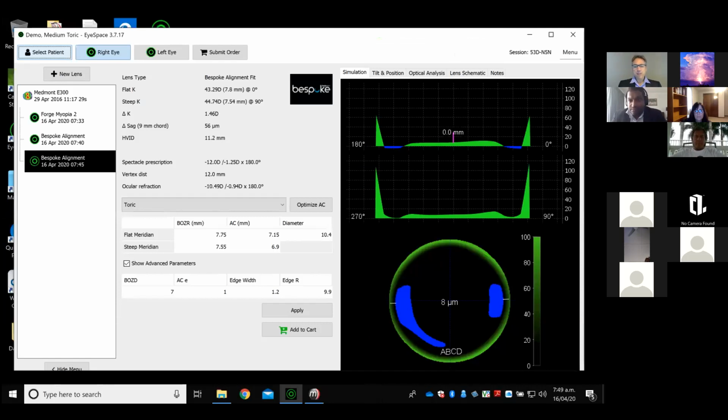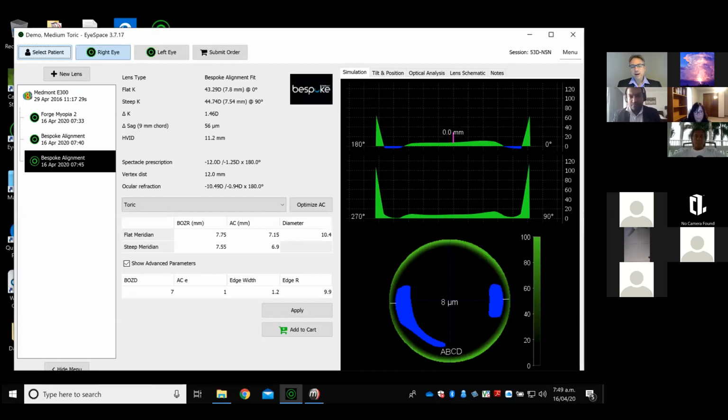So if we look at the basic design parameters on iSpace, for those of you who've been following us with Author K, let's just recap. The delta K is 1.46 diopters, but more importantly, for us to decide if we should fit a rotationary symmetric lens or a toric design, is the delta sag over the 9mm chord, the elevation difference. In this case, our elevation difference is 56 microns, and the decision criteria is more than 30 microns. The software will switch over to a toric design, which it did in this case.